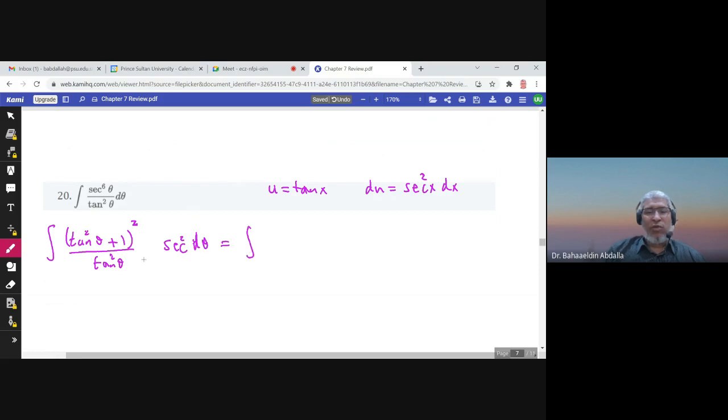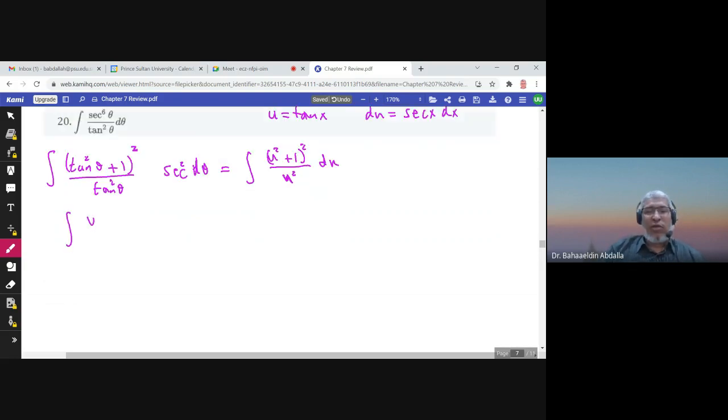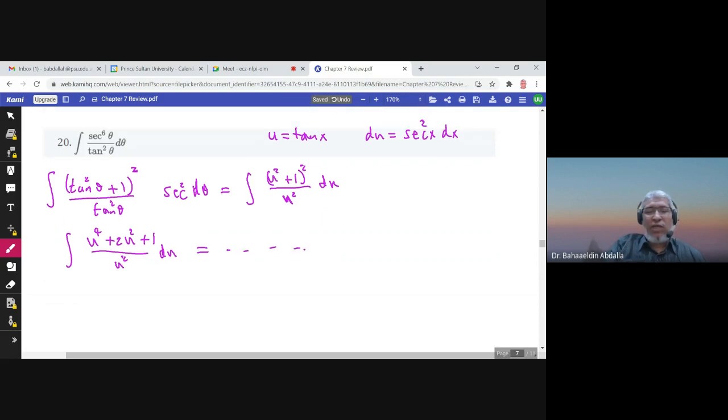So this integral would be the integral of u squared plus 1 to the power 2 over u squared times du. And I believe this integral is easy, and we did the first integral maybe similar to it. u squared plus 1 squared, I just expand, okay, and then I divide u to the power 4 over u squared and continue easily. And do not forget at the end to replace u by tan x.